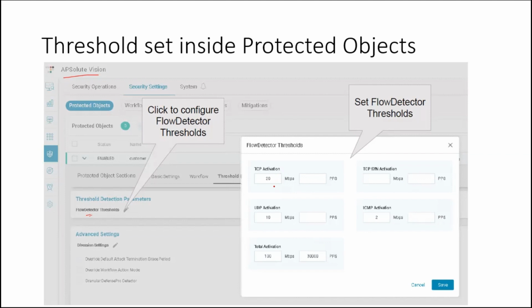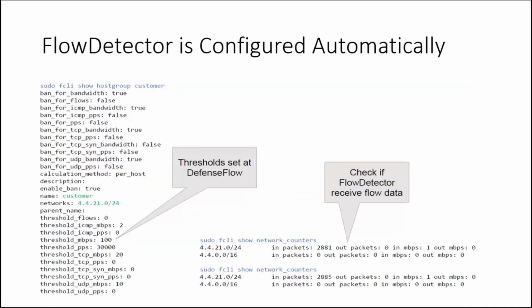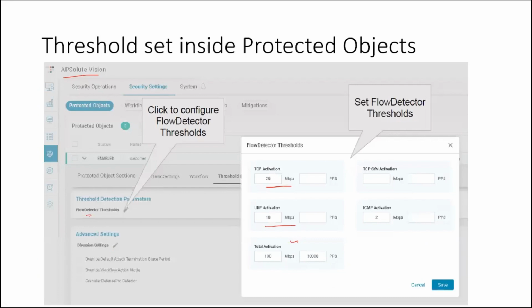For TCP activation, we have 20 Mbps. For UDP activation, we have 10 Mbps. And then we have set total activation at 100 Mbps. Okay. Then we have set the flow detector thresholds. Now the flow detector is configured automatically. So the thresholds which I have just given in the GUI will similarly be appended on the CLI.